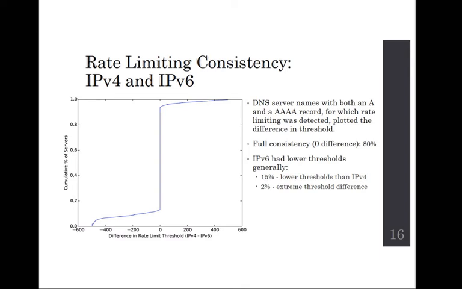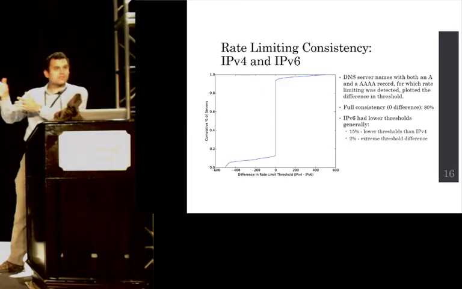In fact, you can see that in even 2% of these, we have an extreme threshold difference in which the IPv4 servers had a very, very aggressive approach to rate limiting, and the IPv6 servers were not rate limiting at all in this particular case. And again, this is the same DNS name server, or at least the same name, resolving to a given IPv6 and a given IPv4 address. So that's what we're measuring here.